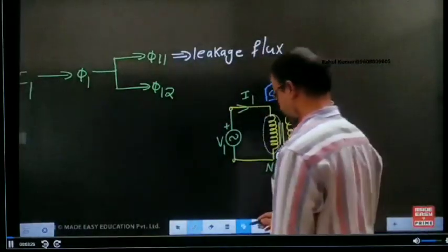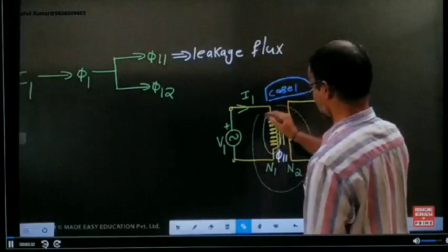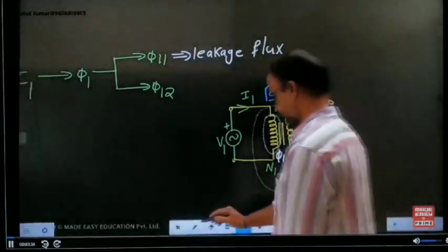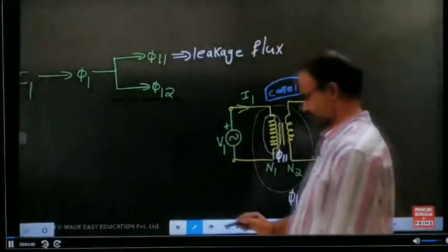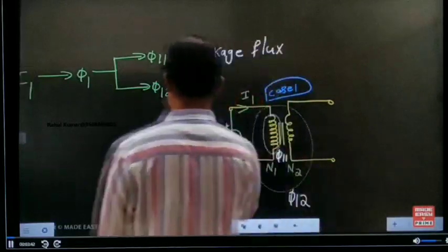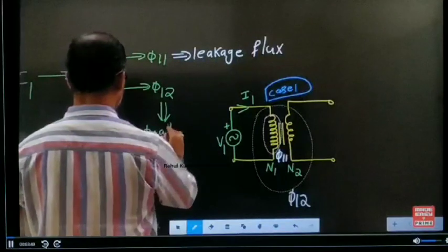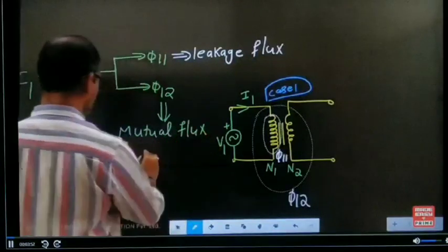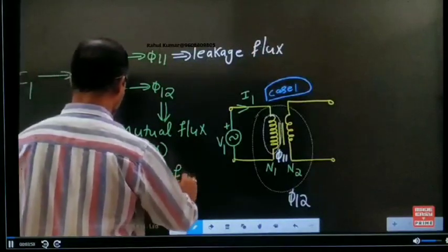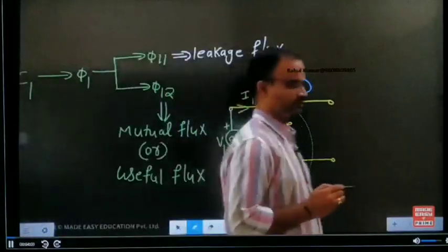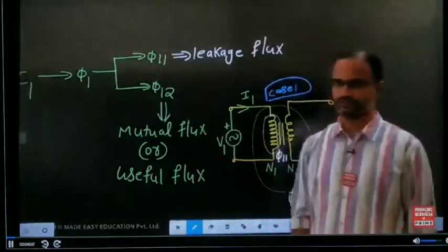Now the other one is phi12. The flux which is circulating around the first inductor as well as the second inductor is the mutual flux. One more name for this is the useful flux. Mutual flux or the useful flux: the flux circulating around the first as well as the second inductor, we can call it mutual flux or the useful flux.